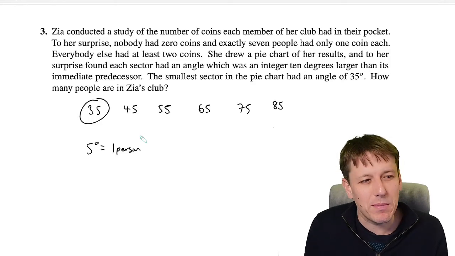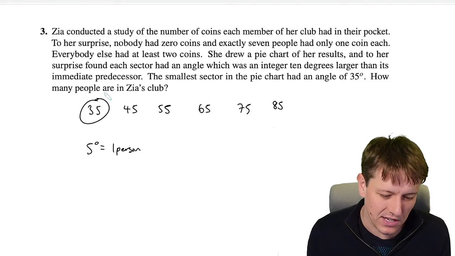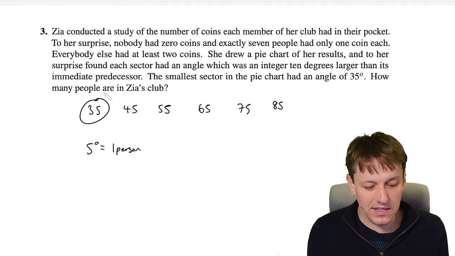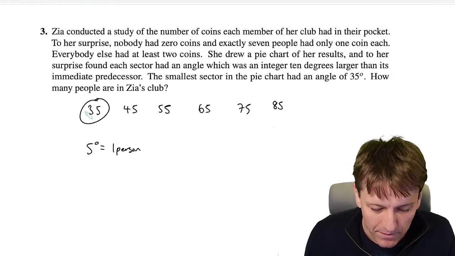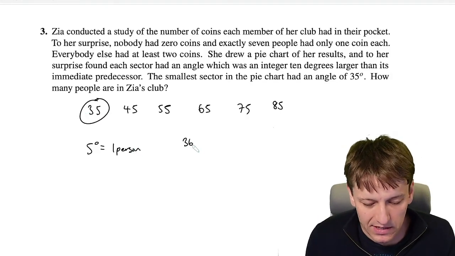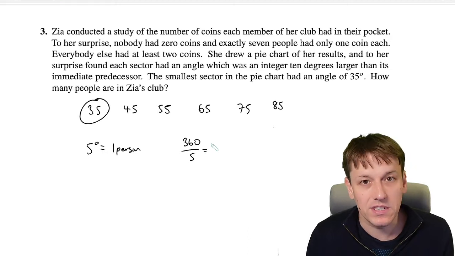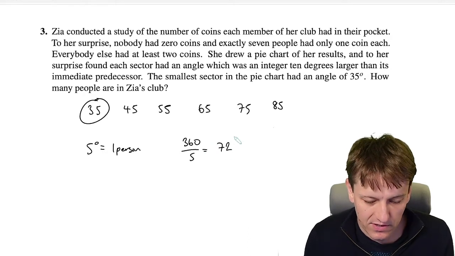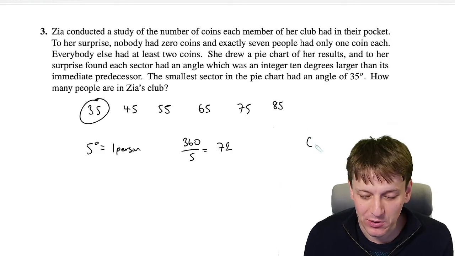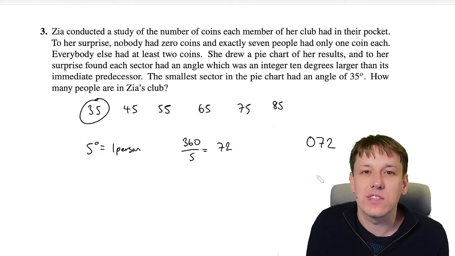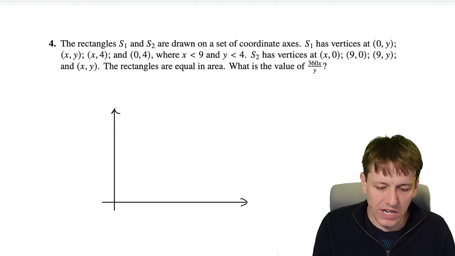But I don't think they meant you to do too much checking there. I think we can just see that if I make this the 7 people, then all of the others are going to be whole numbers, and that's fine. So if 5 degrees is 1 person, then the total number of people in the club would be 360 over 5, which is 72 people. And so the answer is that there are 72 people in the club, or the answer for the kangaroo paper, 072.